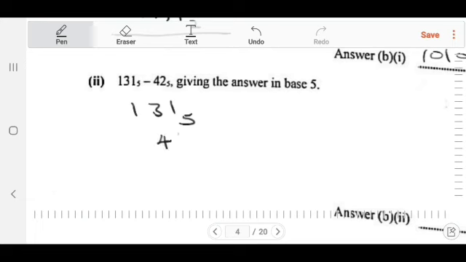1 3 1 base 5 minus 4 2 base 5. Then here we're subtracting, so we add 5 here, so we get what? 6. 6 minus this 2 is going to be what? 4. Then we add 1 here and get 5. Then 3 minus 5, it can't, so we add 5 here and get 8. So 8 minus 5, we get 3.